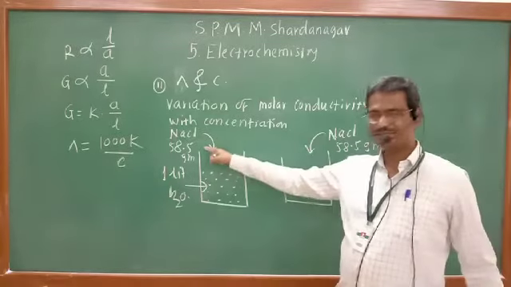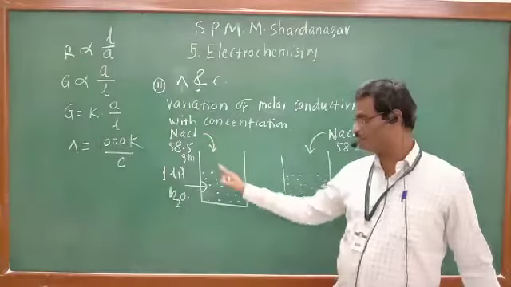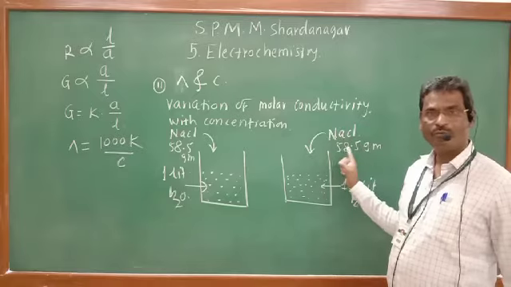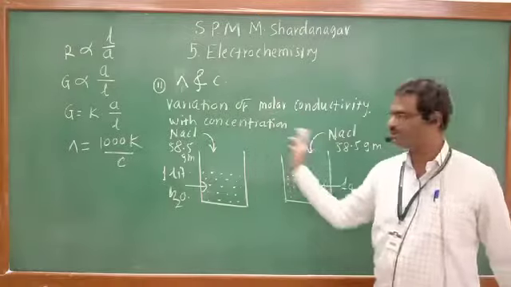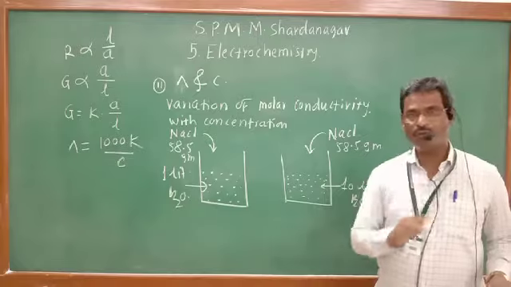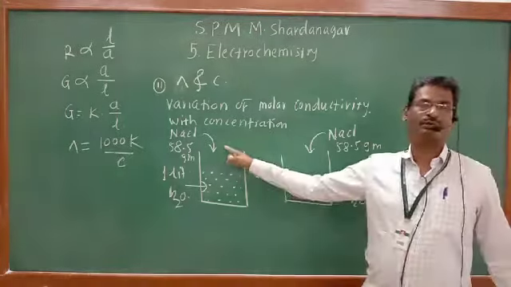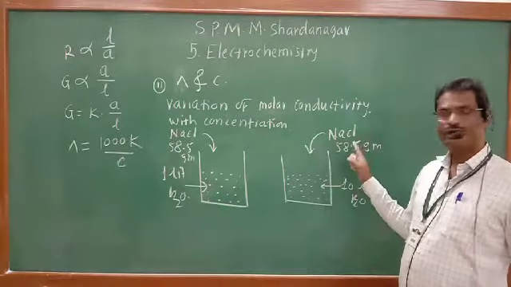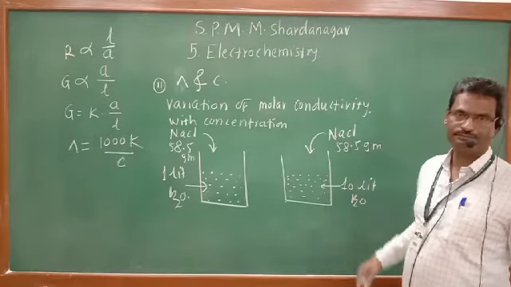Means in this case we have added 1 mole sodium chloride in water. Here also we have added 1 mole sodium chloride in water. In both cases molar mass I have taken. Molar mass is nothing but the 1 mole of sodium chloride. In the first case 1 mole sodium chloride is added to 1 liter water. In the second case 1 mole sodium chloride is added to 10 liter water.